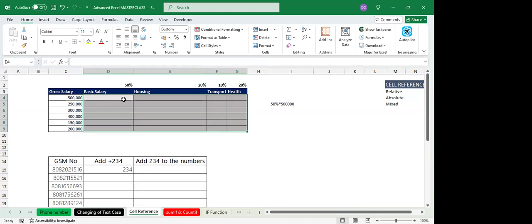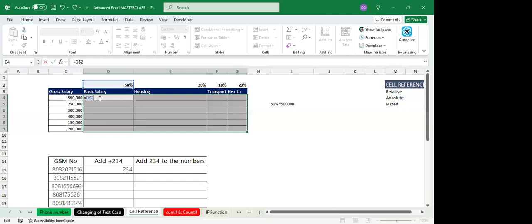Just watch. I say equals to 50%. Now, that 50%, I'm locking it down. I don't want it to move down. I'm locking it down, that is, it must not change. But I want it to be able to move here. So if I drag to this side, it is free to move from 50% to 20%, which is what I need for this row.